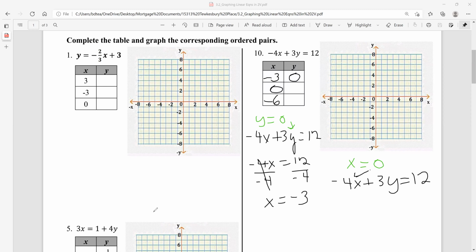This time we're letting x equal 0. So that means we have -4 times 0 plus 3y equals 12. And 0 is really nice to work with. So we have 3y equals 12, divided by the same sign coefficient. So y equals 4. I'm using this division, meaning that I'm dividing both sides by 3. I'm using a little shortcut here. So y equals 4. So when x is 0, y is 4.